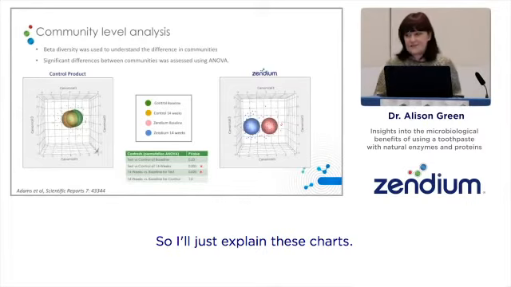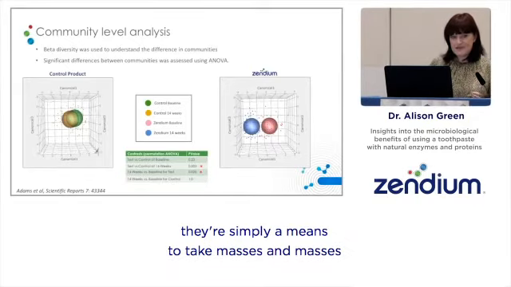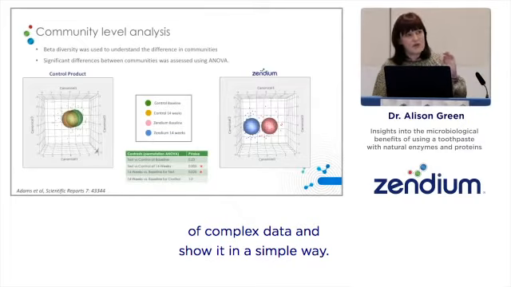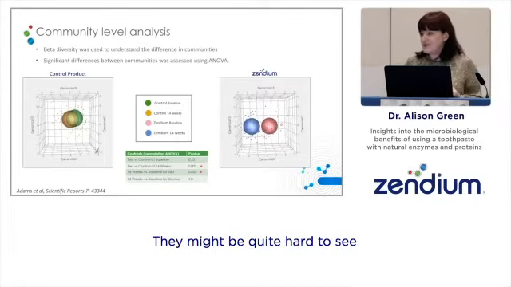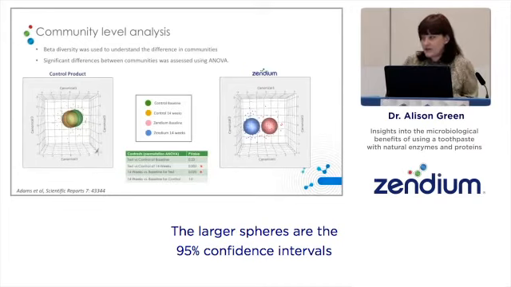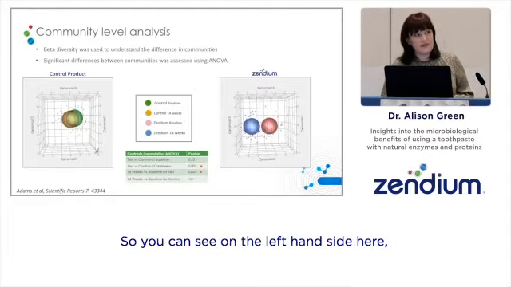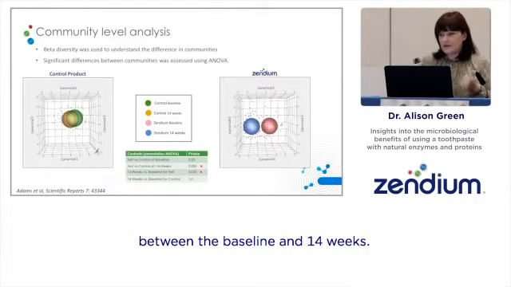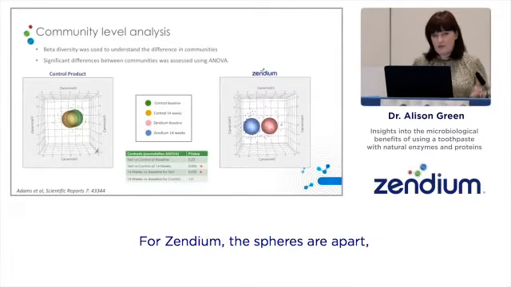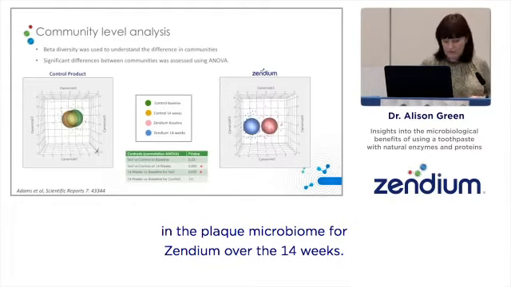So I'll just explain these charts. So these are ordination charts. They're simply a means to take masses and masses of complex data and show it in a simple way. So each of the small dots is one plaque microbiome sample. So they might be quite hard to see at the back, but there are tiny dots. The larger spheres are the 95% confidence intervals of the shared microbiome for each time point and product. So you can see on the left-hand side here, the spheres overlap. So that tells you there was no significant change between the baseline and 14 weeks. For Zendium, the spheres are apart. That is an illustration of how there was a shift in the plaque microbiome for Zendium over the 14 weeks.